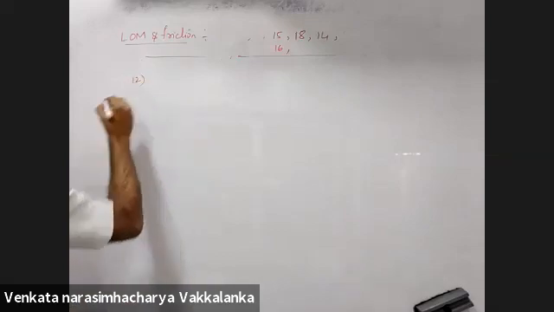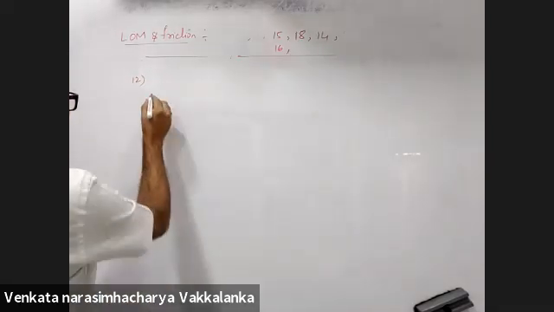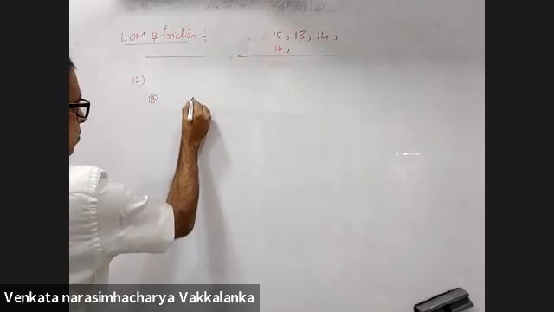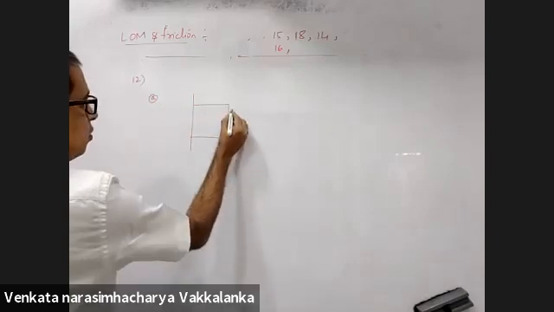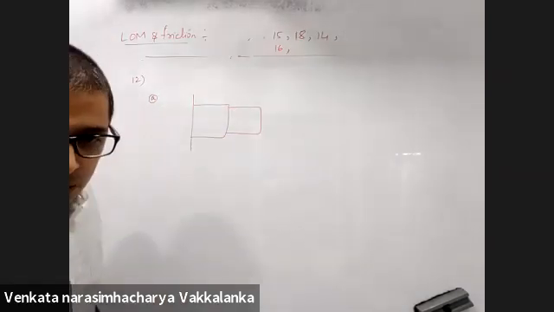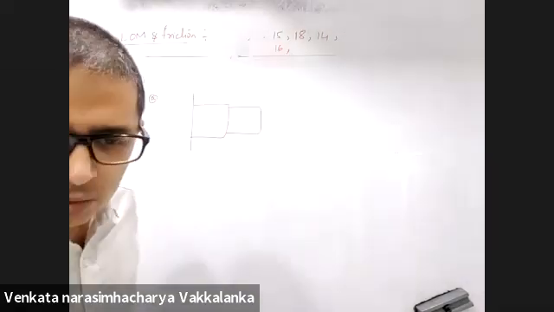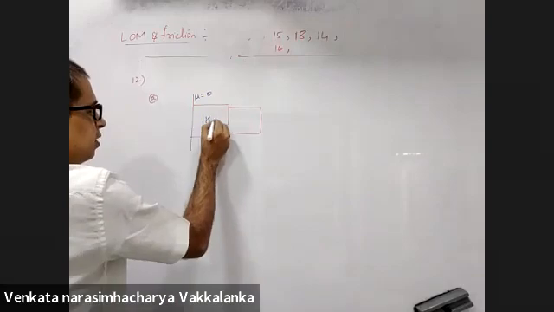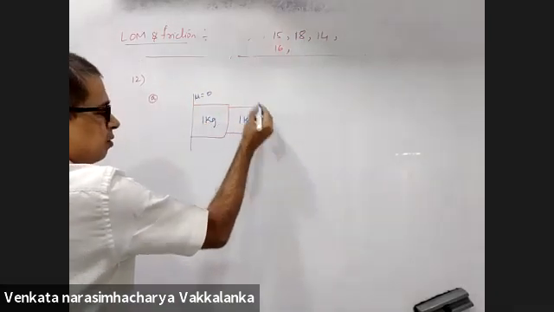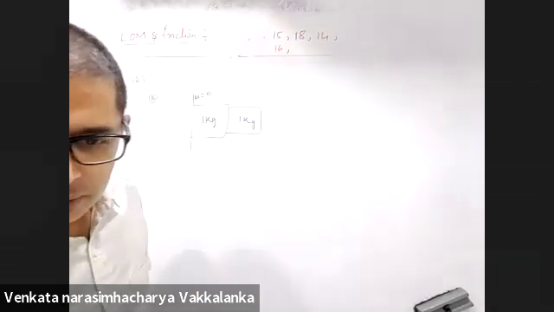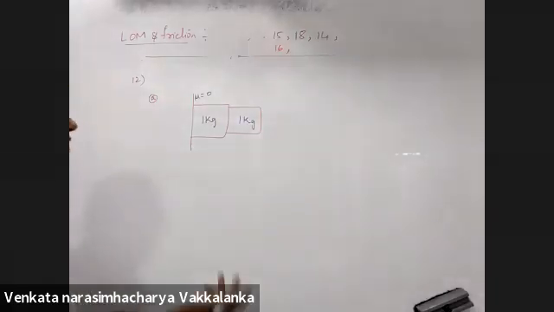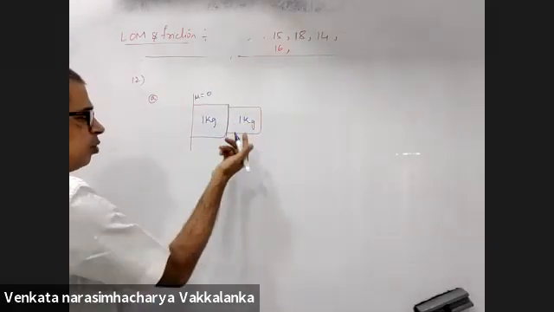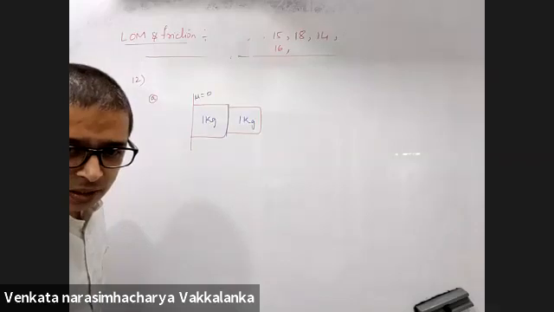Twelfth question. A bed. This is one block, this is one block. 1 kg and 1 kg. You are telling me here mu is 0. This is what you told me in the first case. Both blocks will move together because here friction will try to keep both the blocks in the same acceleration.